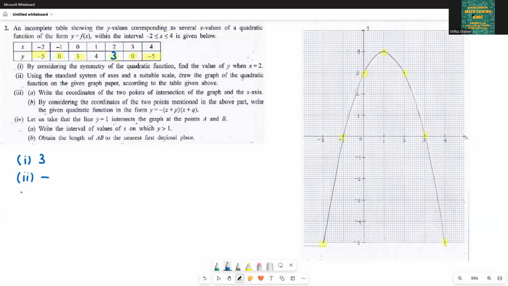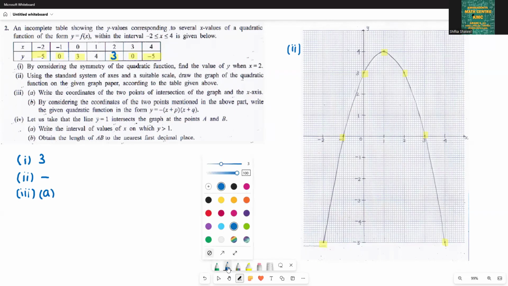So this is the answer for the second part, which is on the graph paper. Third part is separated into two other parts. A, write the coordinates of the 2 points of intersection of the graph and the x-axis. You have to write 2 points.